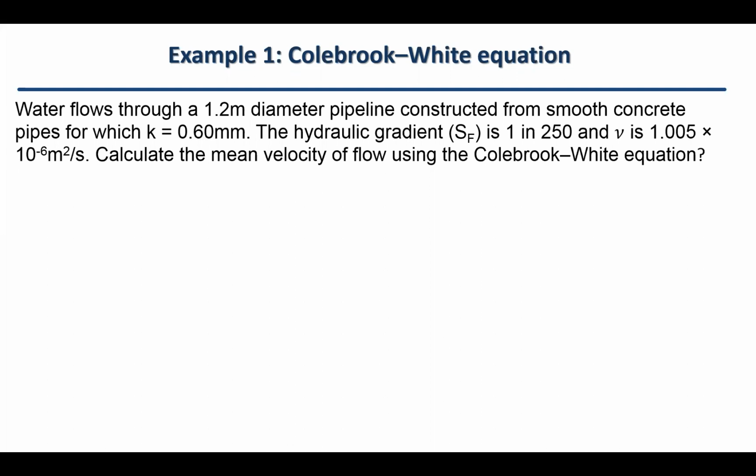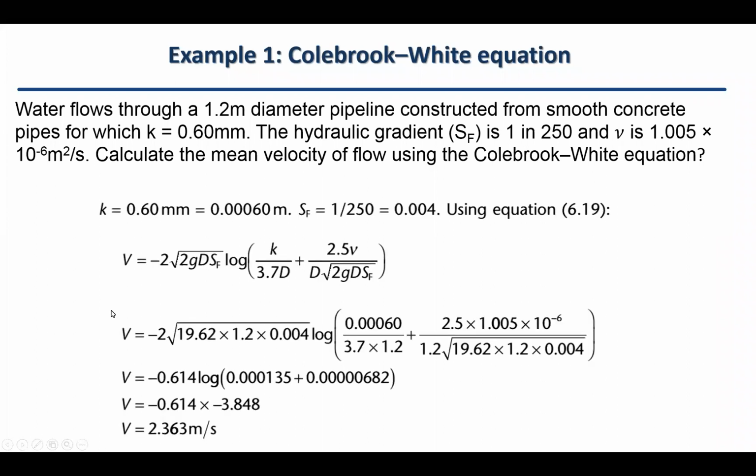Calculate the mean velocity of flow using the Colebrook-White equation. So, we have a simple equation to calculate V directly from the Colebrook and White. If you remember, you can have that formula in hand. Let's see what we have. k is 0.60 millimeters. Before using the equation, we need to substitute all the values in metric or SI units. So millimeters needs to be converted to meters, divided by 1,000.